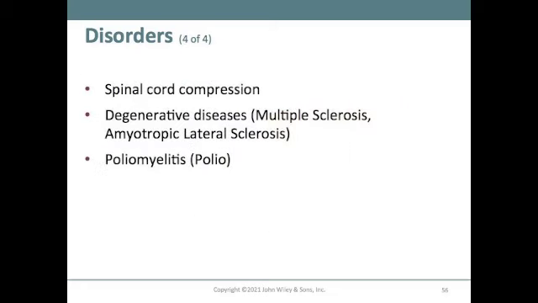Another set of disorders here is spinal cord compression, degenerative diseases, multiple sclerosis, amyotrophic lateral sclerosis, and polio. So we talked about MS last week. It's where the myelin sheaths on your neurons are degrading, and it's causing problems sending signals down your axon.